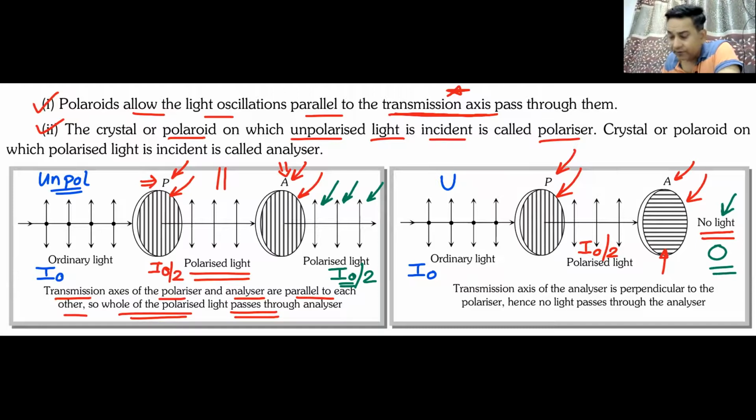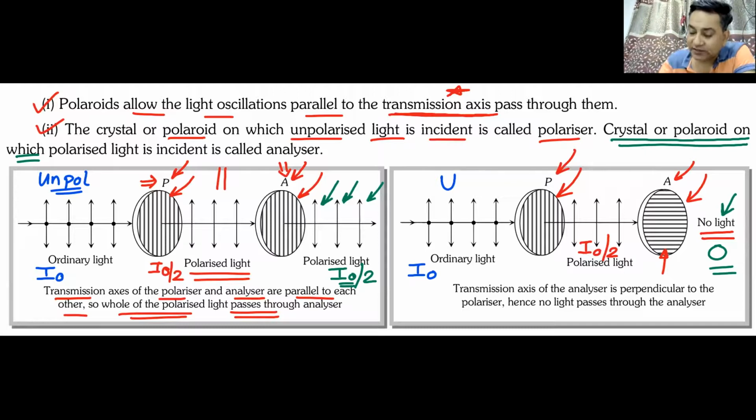So whenever we are trying to polarize a light, we normally use two polaroids. The first polaroid is known as the polarizer. The function of the polarizer is to polarize the light. If the original intensity is I naught, it will make it I naught by 2. After this, we put another crystal or polaroid to check whether the light has been polarized or not. It is checking whether your light is polarized or not, and therefore it is known as the analyzer.